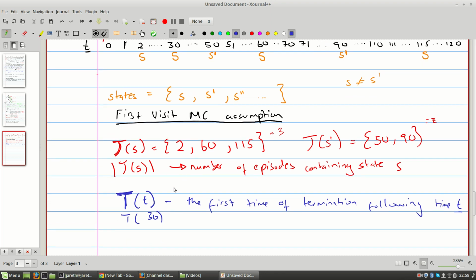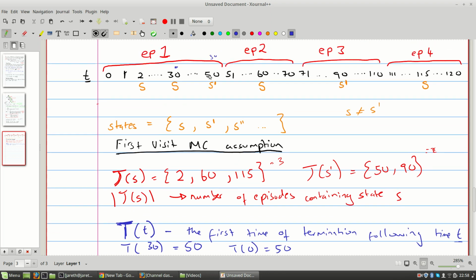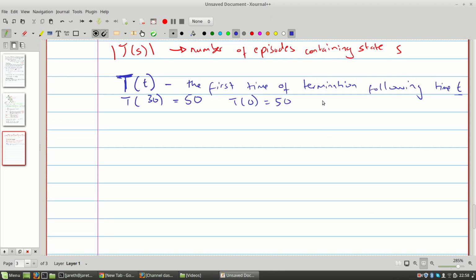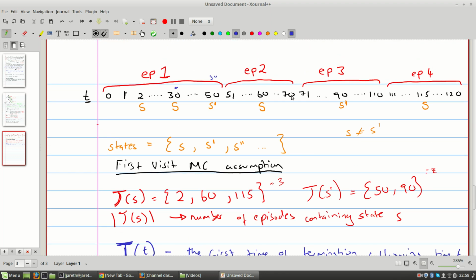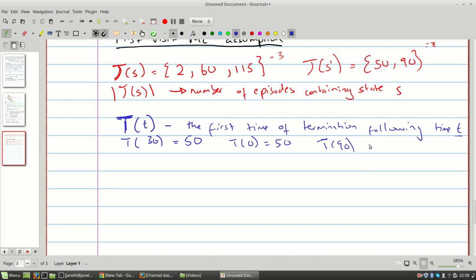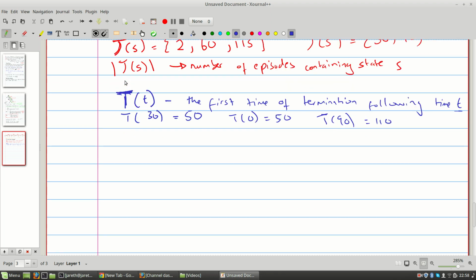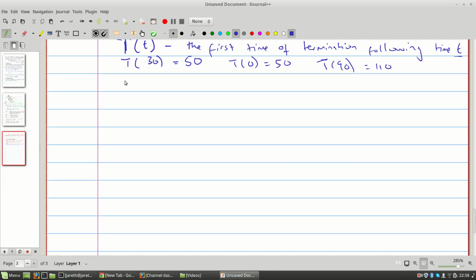So T of 30 is equal to 50, and T of 0 is also equal to 50, for example, because again the first time we terminate starting here is at time step 50. But if we're asked something like what's T of 90, so following time step 90, what's the first time we terminate? It's 110, so this is equal to 110. So this is what this capital T is representing, which is different from this tau thing. So this is what we have.